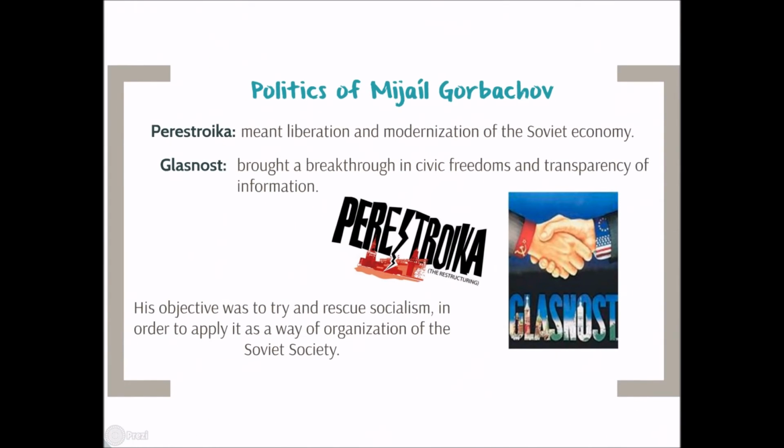And now I'm going to talk a little bit about the politics of this guy, Mikhail Gorbachev. And since 1985, with his promotion as the General Secretary of the Communist Party and Chairman of the Supreme Soviet, the direction of Russia started to change. And his modern policies involve extensive reforms, like the Perestroika, which was meant for liberation and modernization of the Soviet economy, and also the Glasnost, which brought a breakthrough in civic freedoms and transparency of information. So his main objective was to try and rescue socialism in order to apply it as a way of organization of the Soviet society.